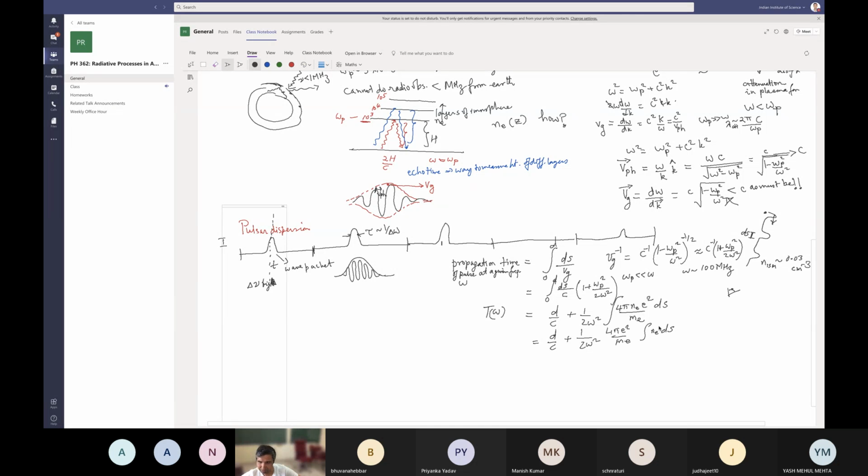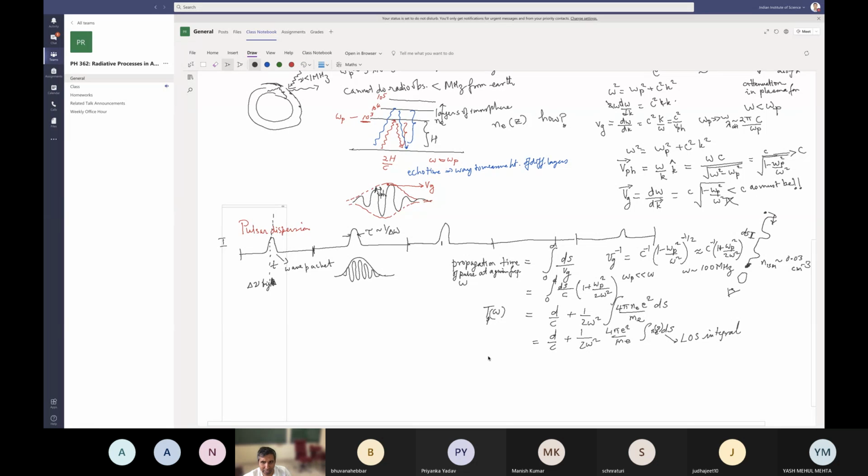But you can have a different electron number density along the line of sight. You can have a dense region and a dilute region and so on. This is just a line of sight integral. Okay, so this is the arrival time. This is the travel time from the pulsar to here. So this is the pulse arrival time.